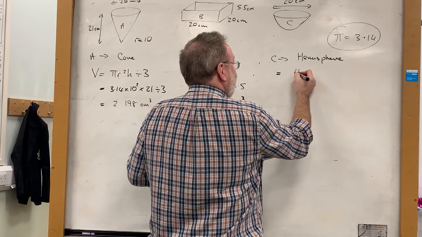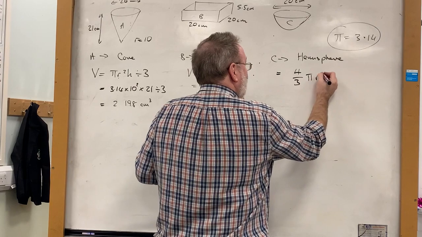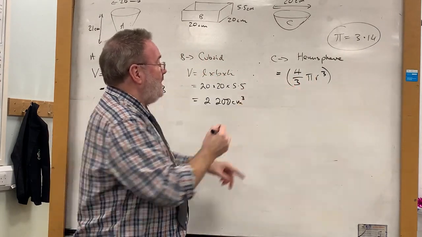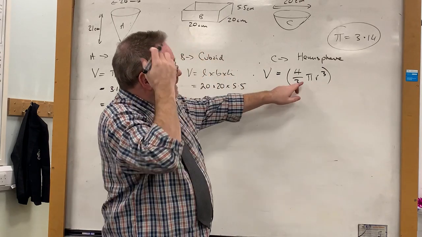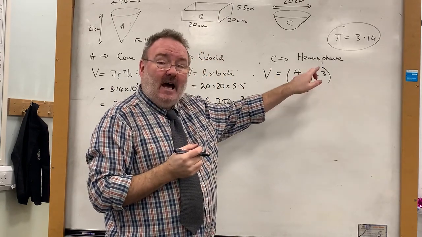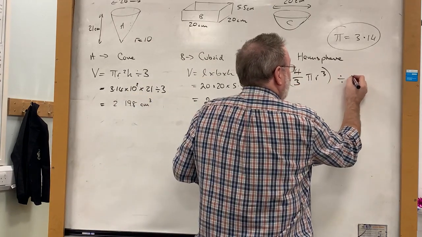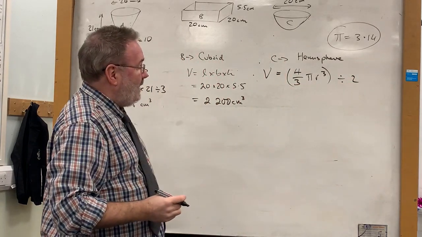And lastly, the trickiest shape of all, the sphere. Right, now the sphere has that formula. That's the volume of a sphere. But we've got to be aware that that's r cubed. It's not r squared like it was before. And because it's a hemisphere, we're going to half the answer.